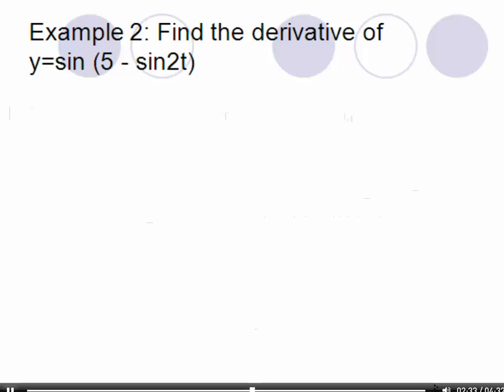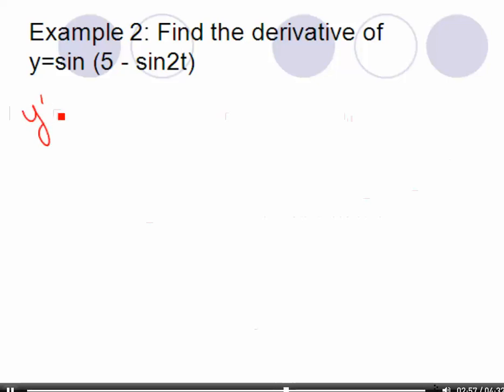Let's look at another example. Sometimes we're actually going to have to apply the chain rule more than once. For example, if we have y equals sine of 5 minus sine 2t, we actually have two composite functions there because our inside has its own composite. We're going to do the chain rule 2 times in a row. So let's find the derivative.